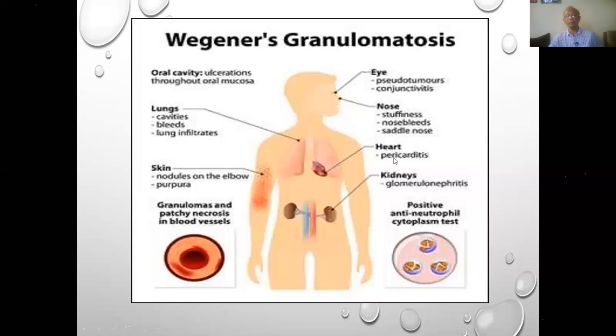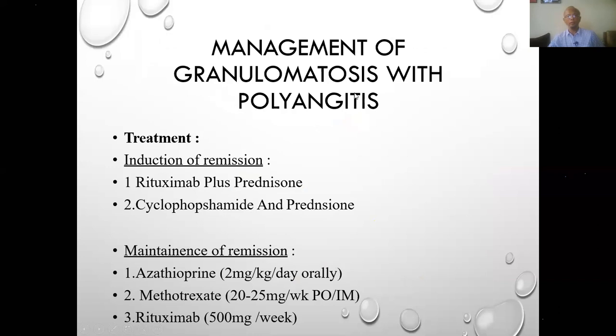There may be pericarditis, there may be glomerulonephritis, and you will get ANCA positive. That is, anti-neutrophil cytoplasmic antibody test will be positive. And what about the management principle? With granulomatosis with polyangiitis, induction of remission is usually done by CD20 inhibitor, that is rituximab, plus prednisolone, or cyclophosphamide and prednisolone. Maintenance of remission is usually azathioprine, methotrexate or rituximab you can give.